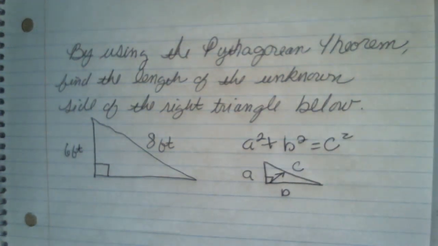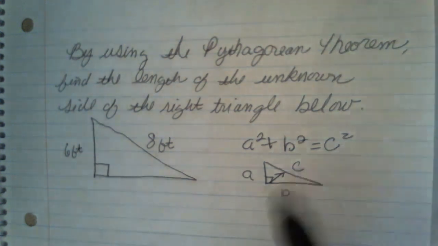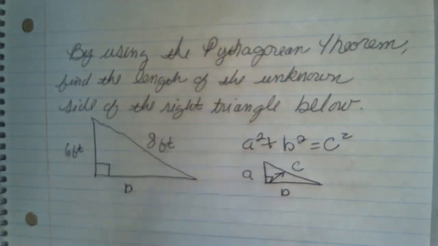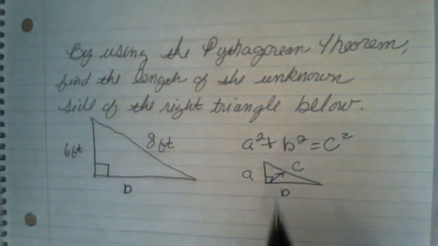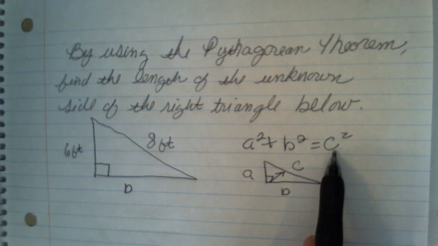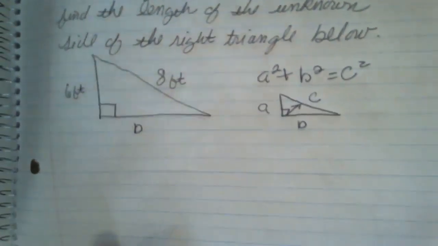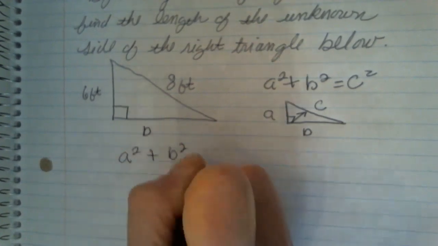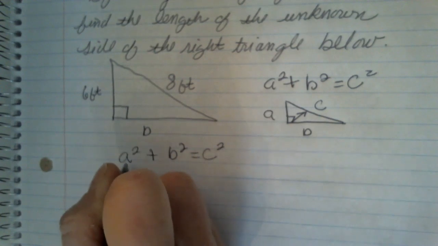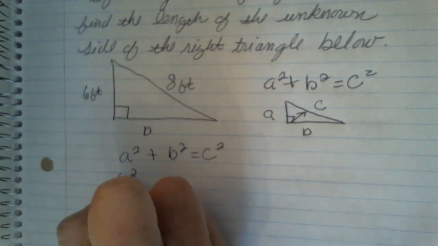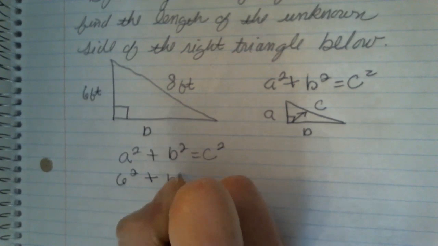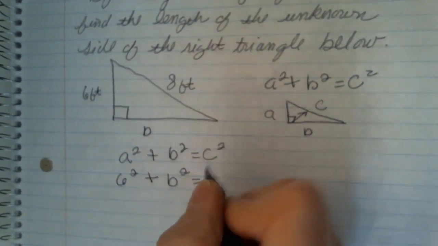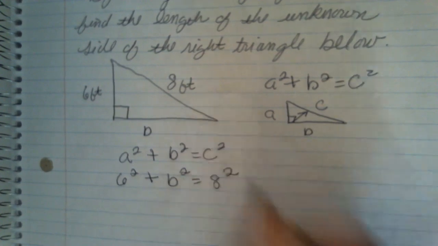Once I have my formula, I simply plug in the values that I know. I do not know my b in the triangle that I'm given, but I do know my a value and I know my c value. So in place of my a, I write the value that a is given. Since I don't know the b value, I keep that variable. And for my c, I replace the c with the value c is given.